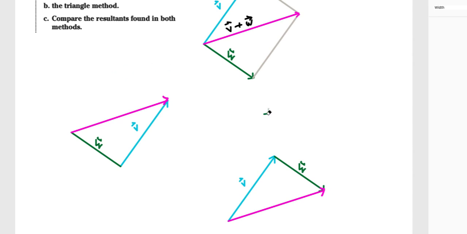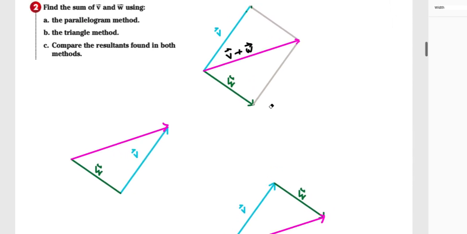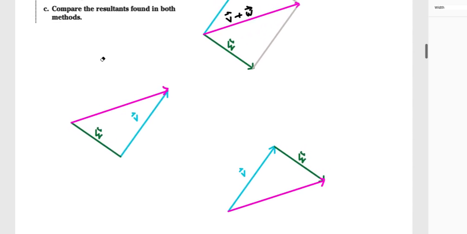there. And that when you do the triangle method, it's end to tip. And when you do the parallelogram method, you start them both at the same end. So we're comparing them. Everything looks good. We're feeling good about the work that we have done.